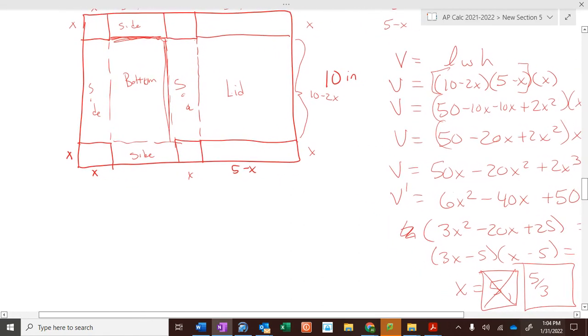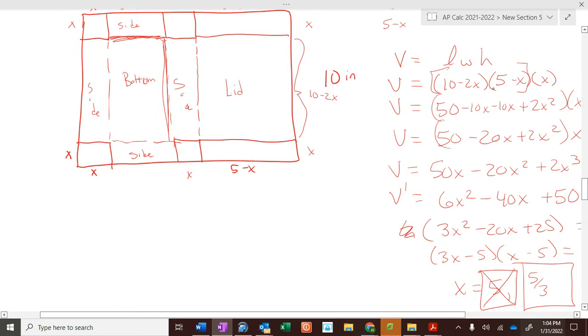So what are the dimensions of the box? Well, what's 2 times 5/3? It's 10/3. So 10 minus 10/3 is the same as 30/3 minus 10/3, or 20/3.